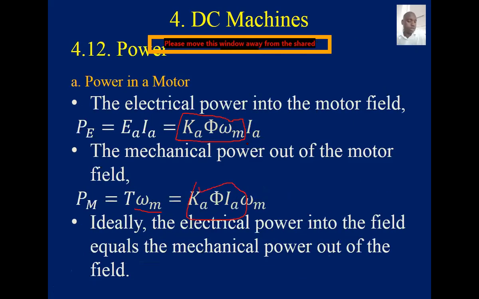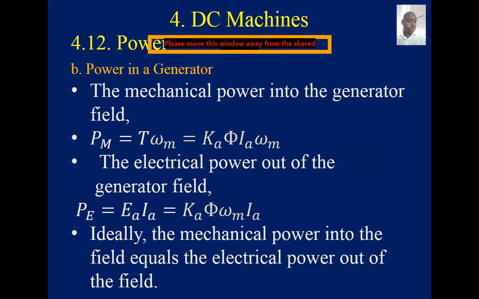And then we said the power generated in the motor and in the generator have the same expression, meaning to say ideally the mechanical power used is the same magnitude as the electrical power developed. Though later we'll realize that this is not the case due to the issue of losses and other unideal conditions that exist in our electric machines.